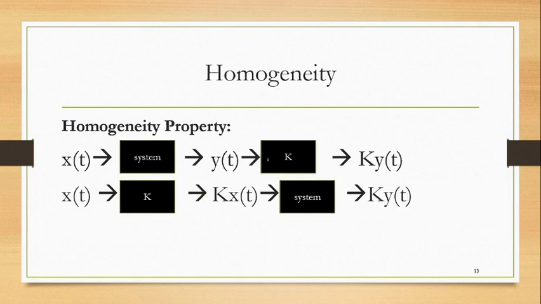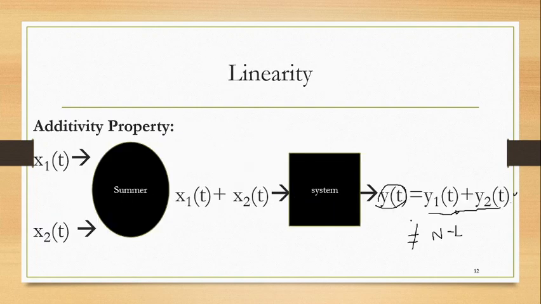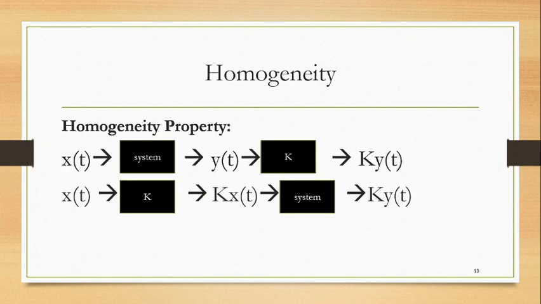The second property is the homogeneity property. So even if the system satisfies additivity, it cannot be labeled as linear, because we will also check the homogeneity property. What we do is that we have an input signal x of t, we feed it to the system, the same system in which we are trying to find whether it's linear or non-linear. So we put an input signal x of t, and get y of t.